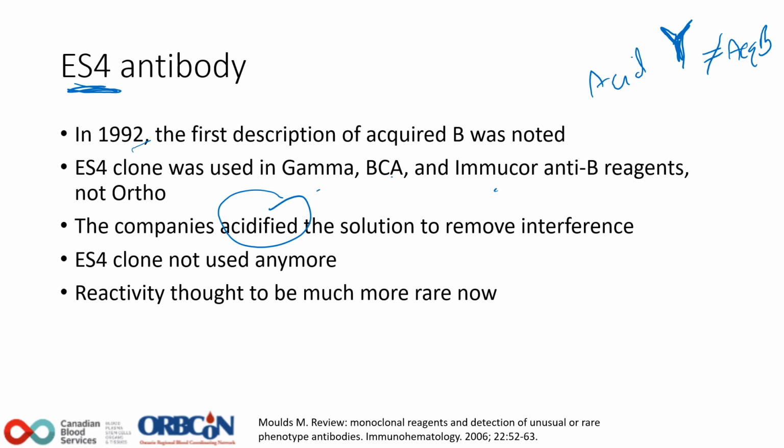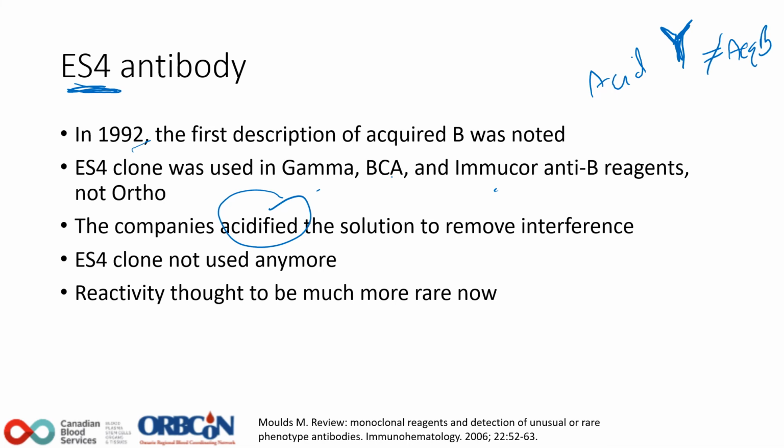The ES4 antibody's been phased out anyways, so it's not used anymore, which is why it's pretty uncommon to see an acquired B, and that's why I wanted to make sure I did this case. It's pretty darn uncommon now with the new monoclonals that are out, and a lot of the companies will include some screening for acquired B, and as I said, they also acidify their buffers, so this is not something that you should see very often.